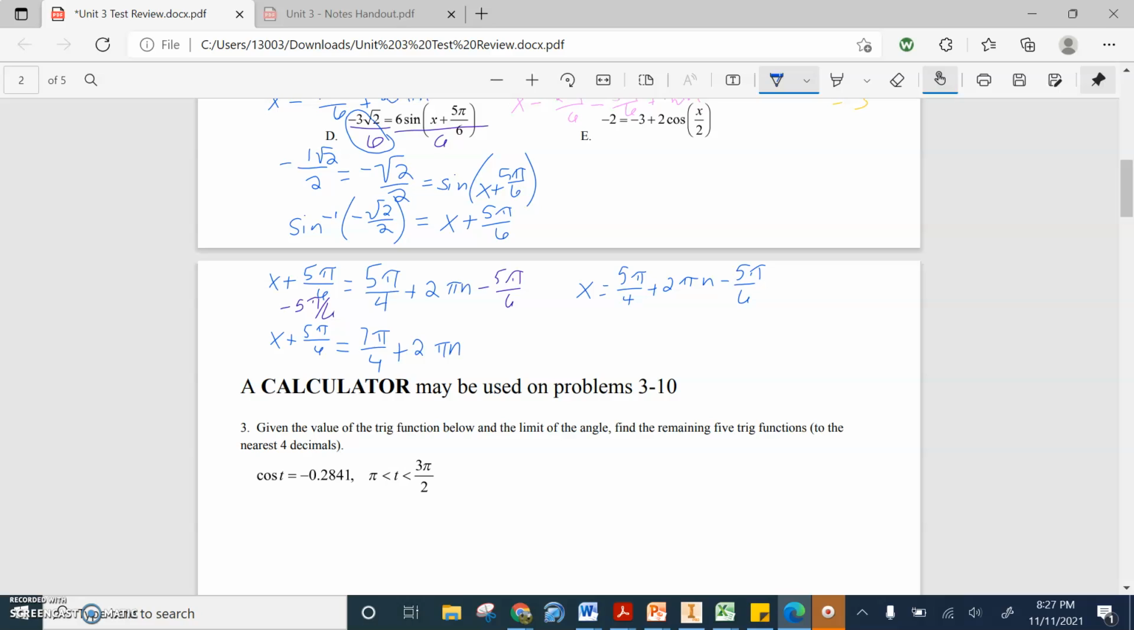12 is our least common denominator. So this becomes 15 pi over 12, because we took the bottom times 3, we take the top times 3, minus, for 6 to get to 12 we doubled, so that's 10 pi over 12, plus 2 pi n. So 15/12 minus 10/12. Your final answer, 5 pi over 12 plus 2 pi n.